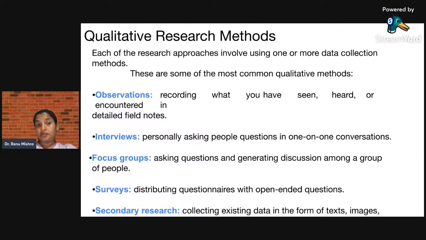Focus groups, I already told you, is when there is a group of experts and you give them a topic to discuss. Surveys, when you have a questionnaire with open-ended questions, not multiple choice, open-ended. Secondary research is when you are exploring data which is already in the form of published text or images or papers and so on. So with all these ways, you can collect qualitative research data.